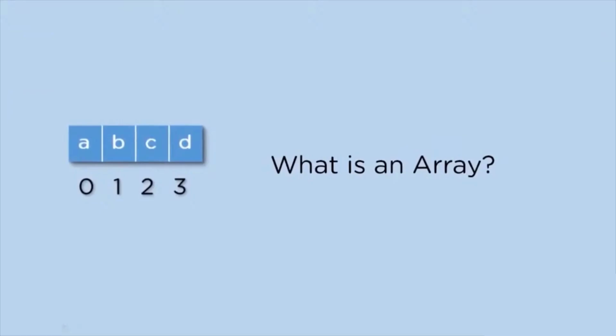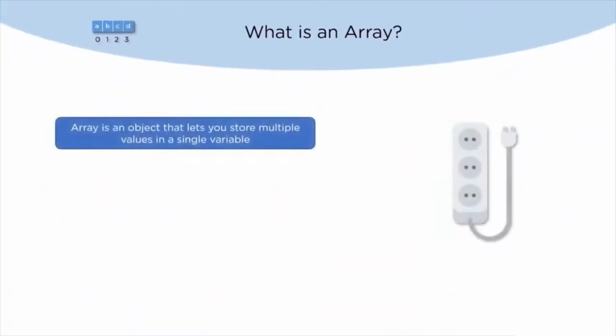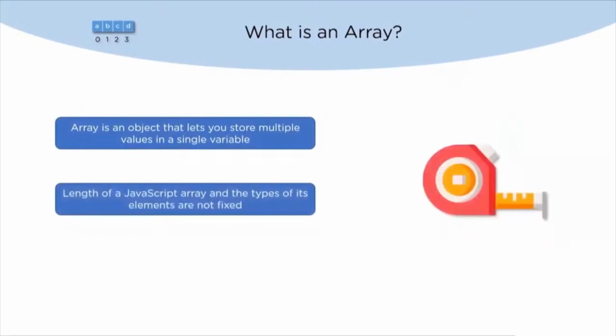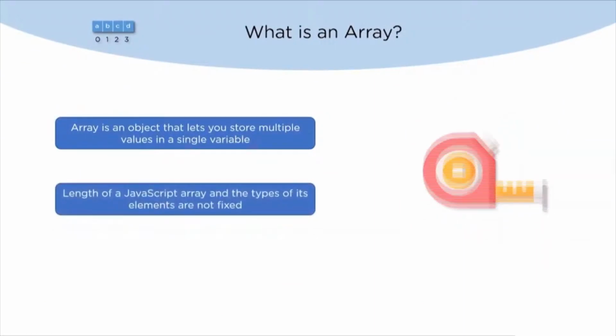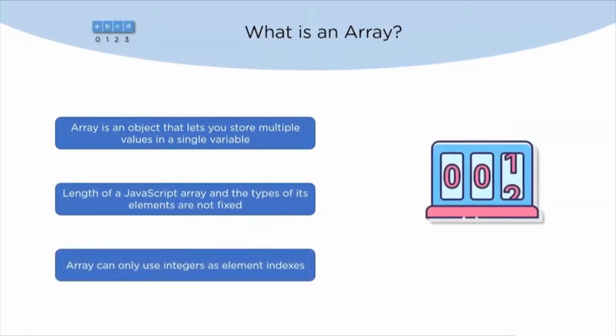So what exactly is an array? Now an array object lets you store multiple values in a single variable. It stores a fixed size sequential collection of elements of the same type. Now an array is used to store a collection of data and it uses only integers as element indices. However, associative arrays can also use string indices.